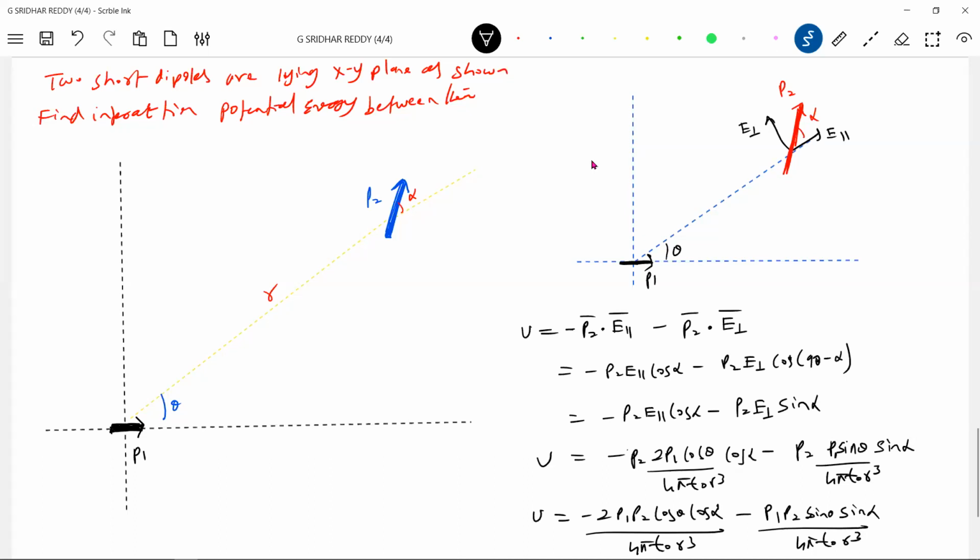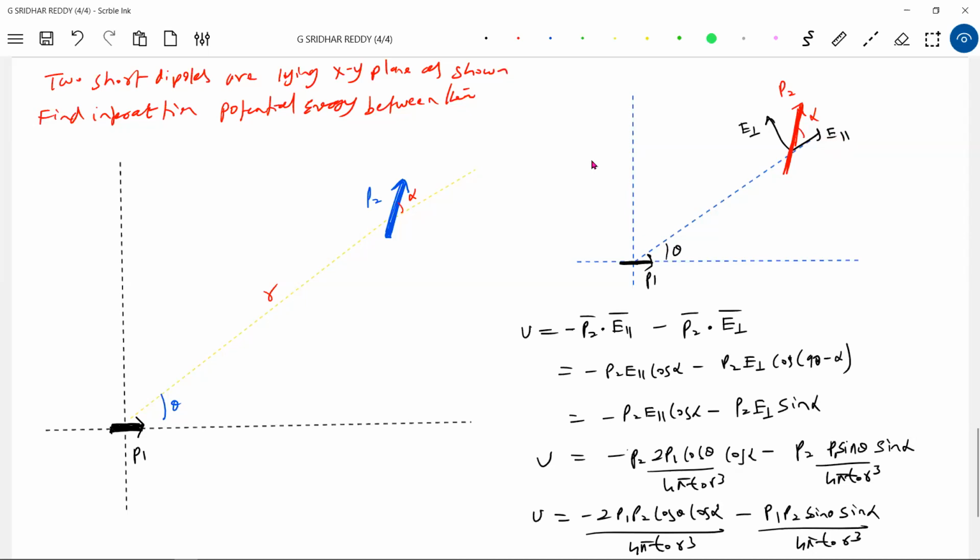We have to be a little careful the way we deal with it, so we have to make the problem very simple. Better go for this approach. I know the components of the electric field at the location of dipole 2 due to dipole 1, that is E parallel and E perpendicular. I'll assume that dipole P2 is present in these components.